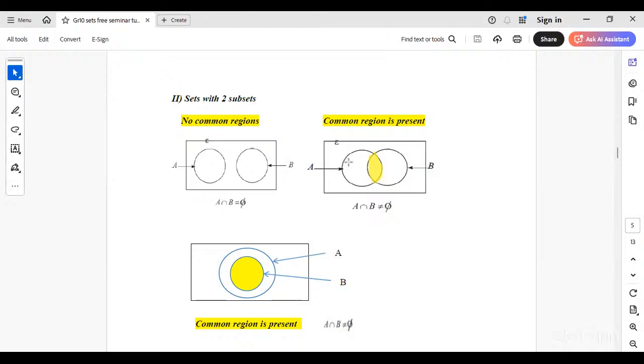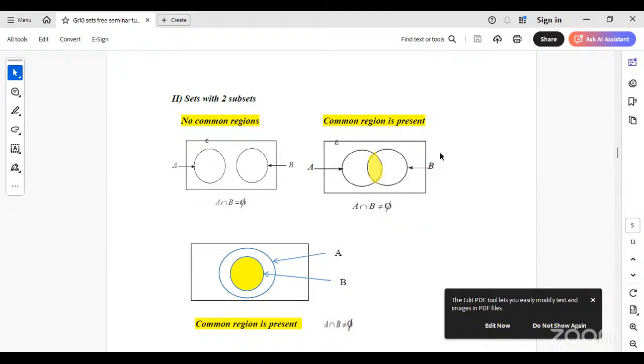Now in this one, A and B are two subsets, but there is a common region here. You have a common region present. That part is what we call the intersection part. This region is called the intersection region. The region colored in yellow is called the intersection region because you have a common region there, which is common to both A and B.